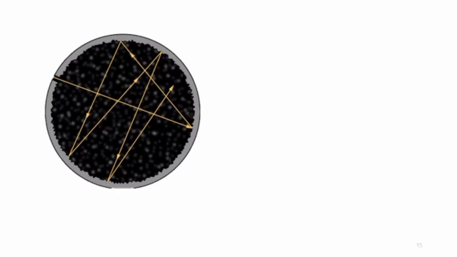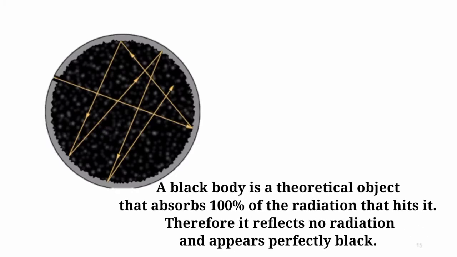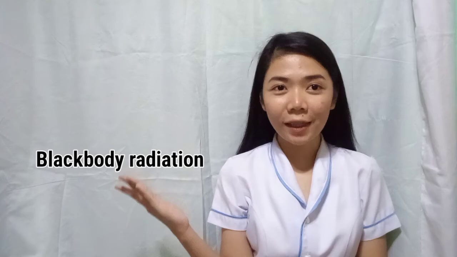In the 1800s, mankind had discovered that objects made out of graphite with soot or lamp black produce a very unusual type of light. These objects were very different from any other objects, and they became known as blackbodies. A blackbody is a theoretical object that absorbs 100% of the radiation that hits it. Therefore, it reflects no radiation and appears perfectly black. As a result, the type of light that was produced was called the blackbody radiation.